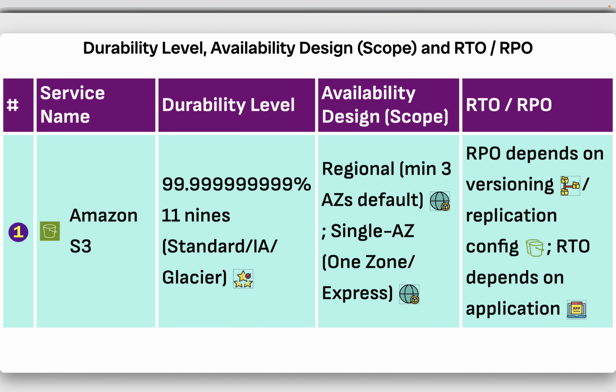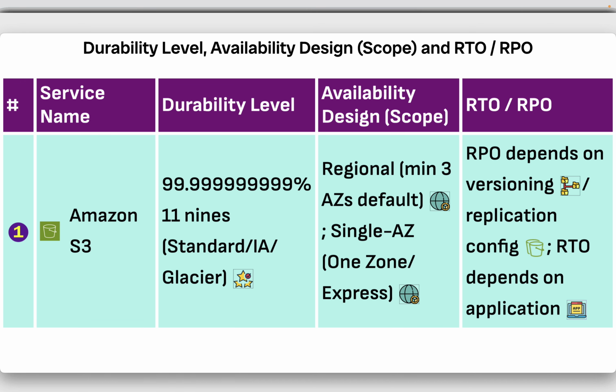And coming to availability, it has a regional availability, and by default the data will be stored in 3 availability zones. So there is a very low chance of losing any of your data. And you have a single AZ option also, so you have to choose either one zone or express. But the default is regional, so data will be stored in 3 AZs.